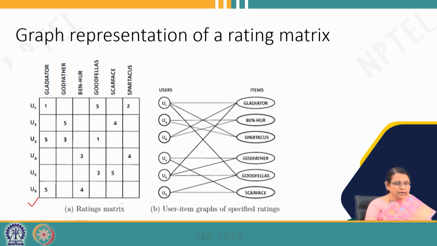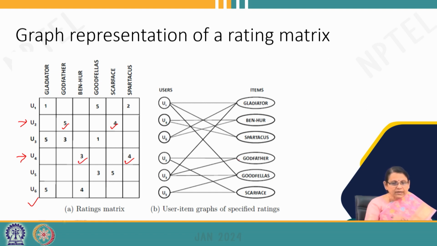There is some co-rating available. For example, consider users U4 and U2. There is absolutely no overlap. See, this person has rated these two, this person has rated these two. So, they do not have any co-rated items.